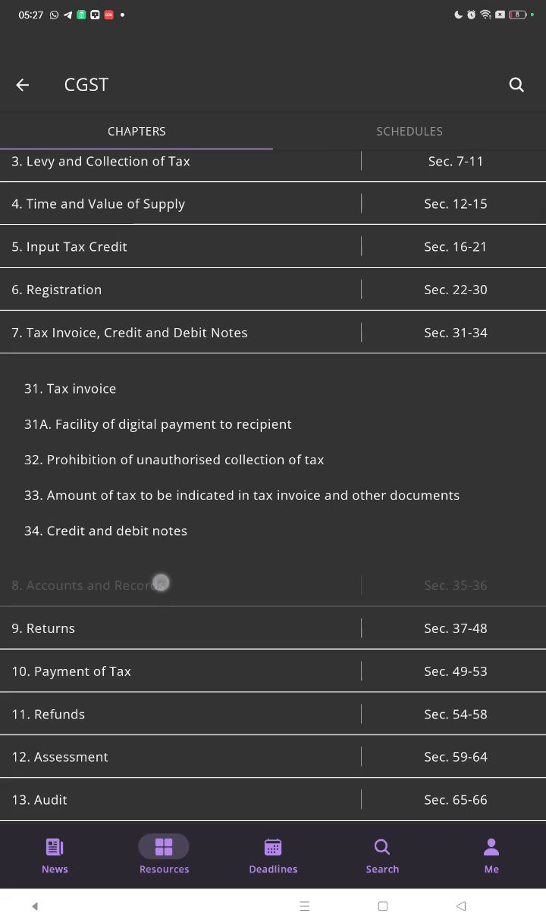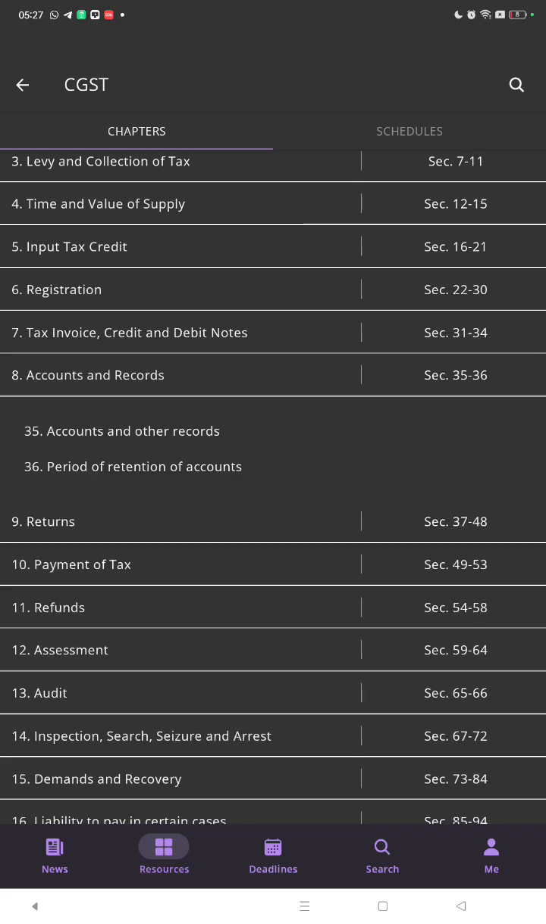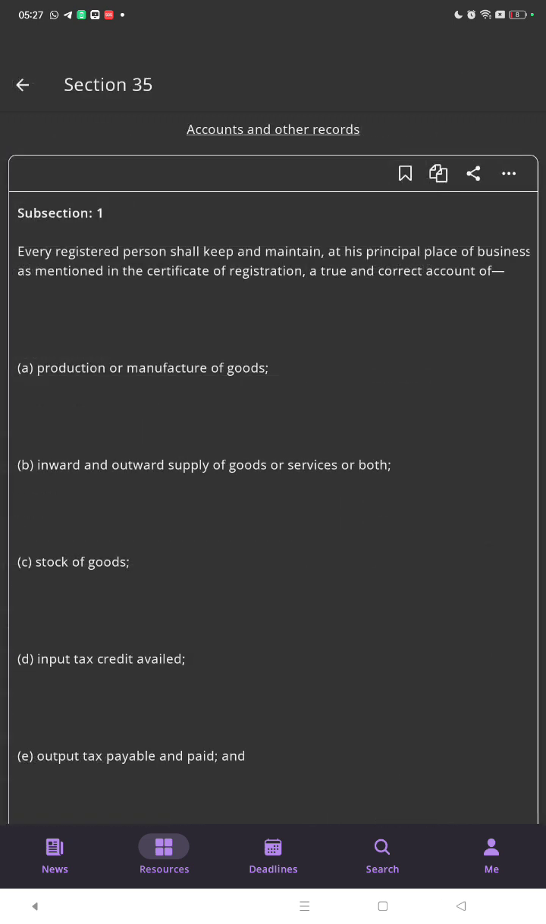Accounts and records, sections 35 to 36. Accounts and records.